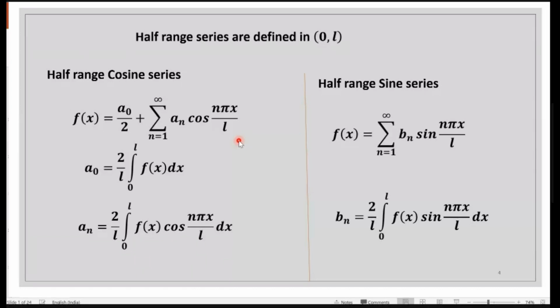मतलब हाफ रेंज का मतलब है कि we have to apply the formula for even and odd functions. We need not check it. Checking has to be done only if the Fourier series is defined in minus L to plus L or minus pi to plus pi. Fourier series पूछा है, or the limits if it is given minus L to plus L or minus pi to plus pi, then only we have to check for even and odd function. Otherwise, directly you can apply the formula for even and odd function.